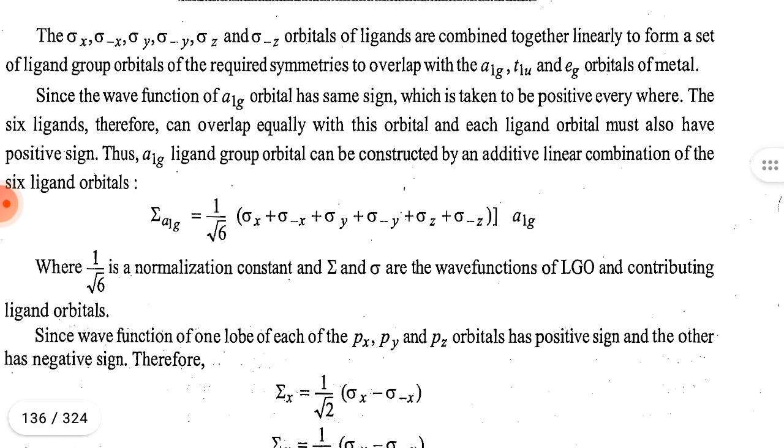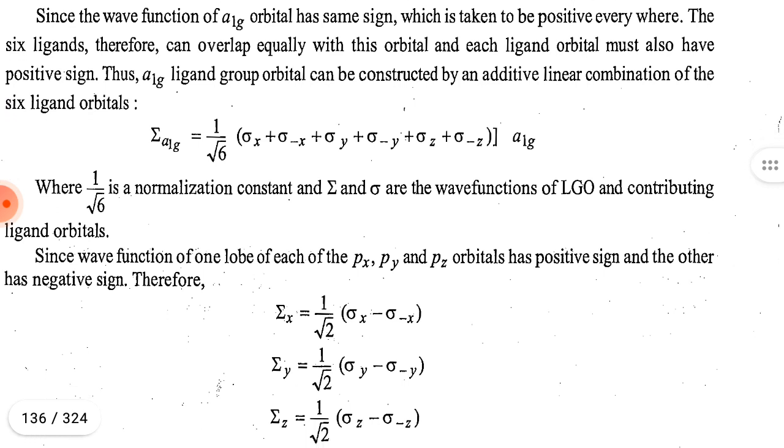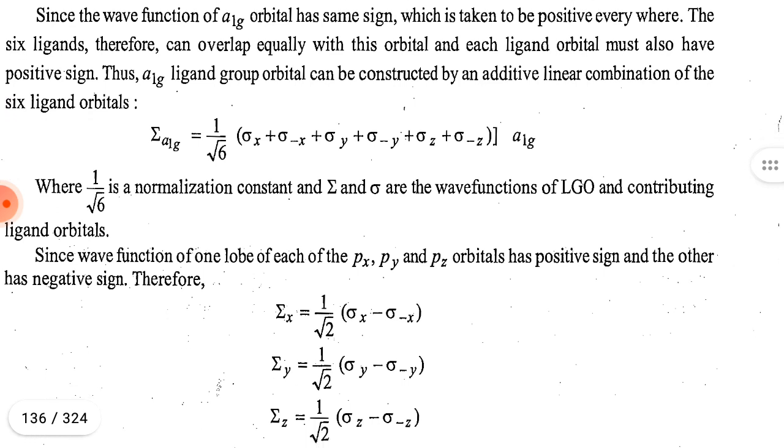The sigma x, sigma minus x, sigma y, sigma minus y, sigma z, and sigma minus z orbitals of the ligands are combined together linearly to form a set of ligand group orbitals of the required symmetry to overlap with the a1g, t1u, and eg orbitals of the metal. Since the wave function of the a1g orbital has the same sign, taken to be positive everywhere, the six ligands can overlap equally with this orbital, and each ligand orbital must also have positive sign. Thus, the a1g ligand group orbital can be constructed by additive linear combination of the six ligand orbitals.